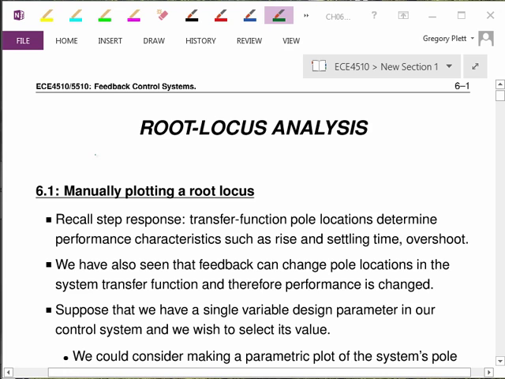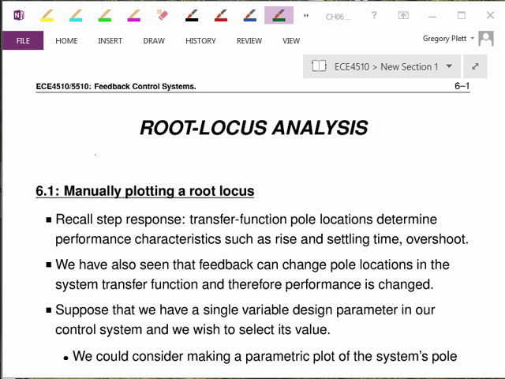We now begin a new section of notes that introduces a very, very powerful technique for understanding how control systems work. How is it that they're able to move poles using feedback, and where do those poles really go? And what kind of authority do I have when I design a controller to make the poles go where I want them to go?